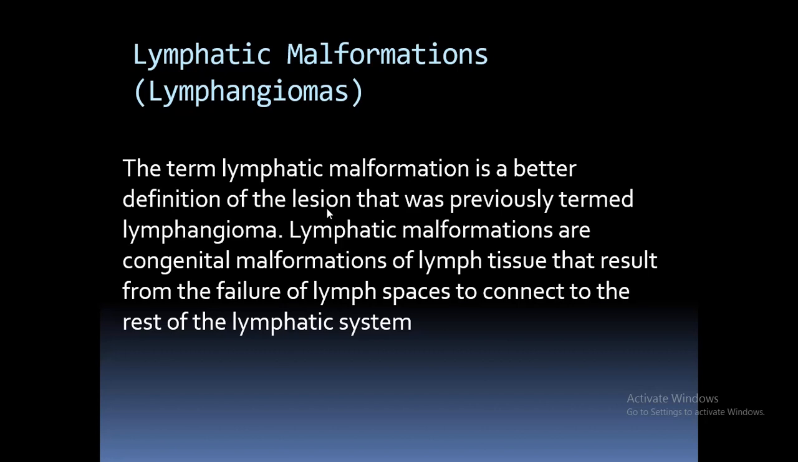Next are lymphatic malformations, lymphangiomas. The term lymphatic malformation is a better definition of the lesion that was previously termed lymphangioma. Lymphatic malformations are congenital malformations of lymph tissue that result from a failure of the lymph spaces to connect to the rest of the lymphatic system.